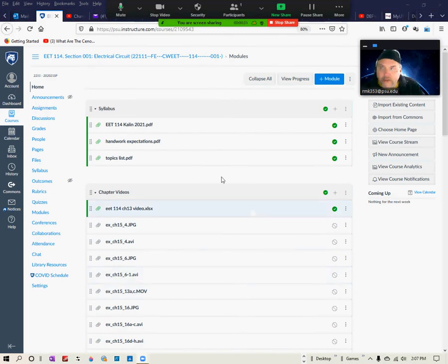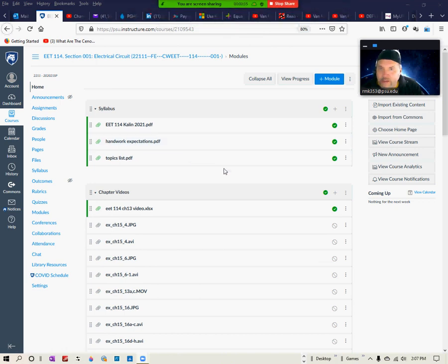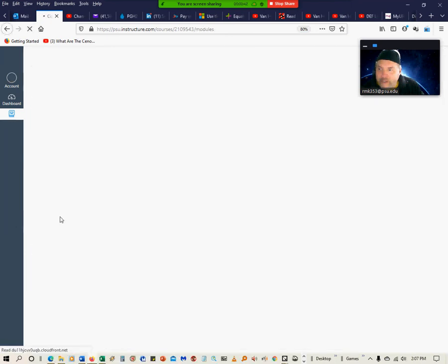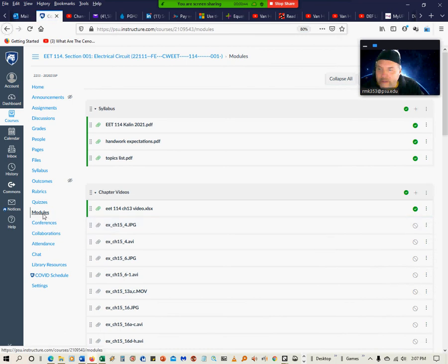All right, so here's the course content. This is what a typical page looks like. I can't show you the student view right now, but you guys will get the point. So under the modules section, modules and home, at least in 114, is the same.